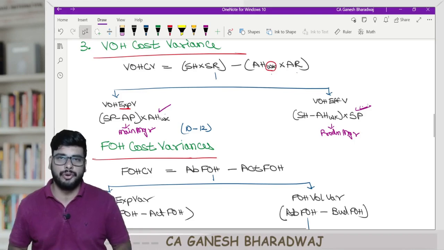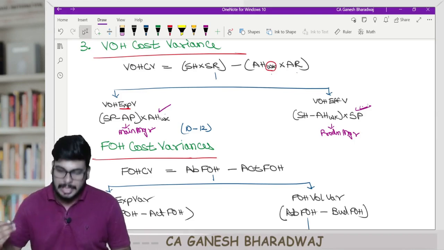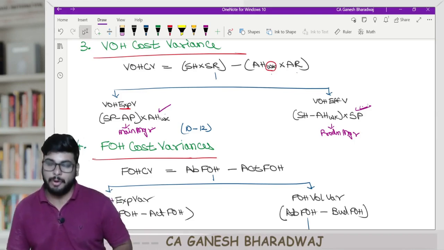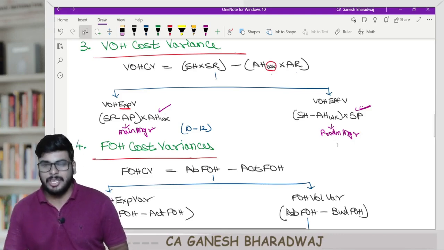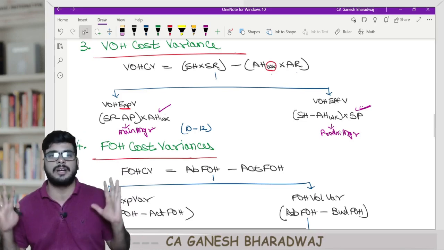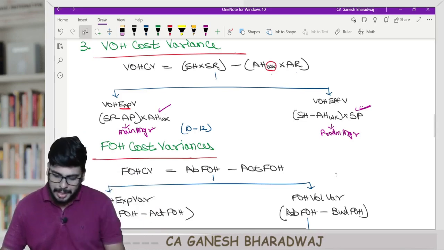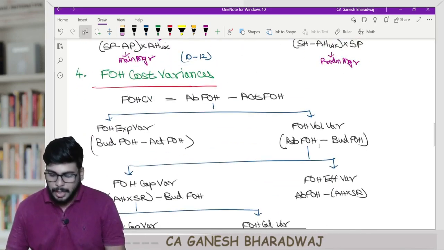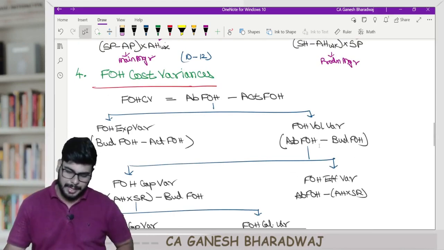Now, where will you go wrong? You tell me. Clear with this, guys? Now, that is the entire story about variable overhead cost variance. Here, efficiency variance is not further classified into mix and yield. That concept itself is not there. Clear with this, guys? It stops here. Now, let's go on to the next one, which is fixed overhead cost variances, right?